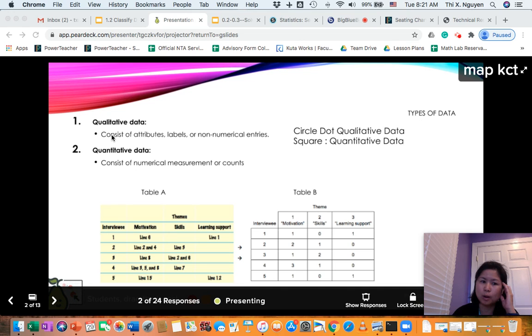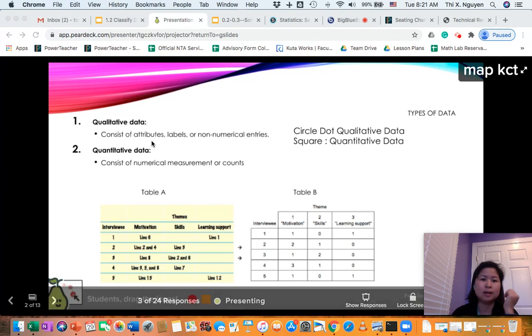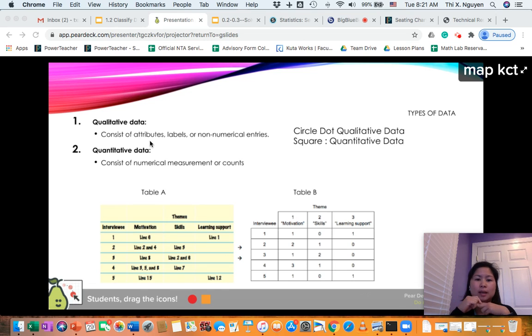The first one is called qualitative data, where we talk about attributes, labels, and non-numerical entries. Quantitative data is the one that consists of numerical measurements or counts. You can think about it like when some people say, I prefer quality over quantity. What that means is I prefer someone good at heart. I'd rather have fewer friends, but they are good friends, versus having so many friends and they're not there for me. Quality versus quantity, right? Quantity is just numbers, something that we can count.